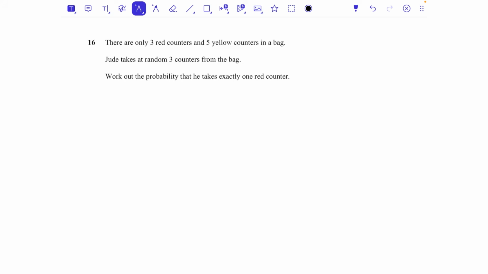Work out the probability that he takes exactly 1 red counter. Okay, so he could do this in 3 ways. He could take red, then yellow, then yellow. He could take yellow, then red, then yellow. Or he could take yellow, then yellow, then red. Those are the 3 different pathways.